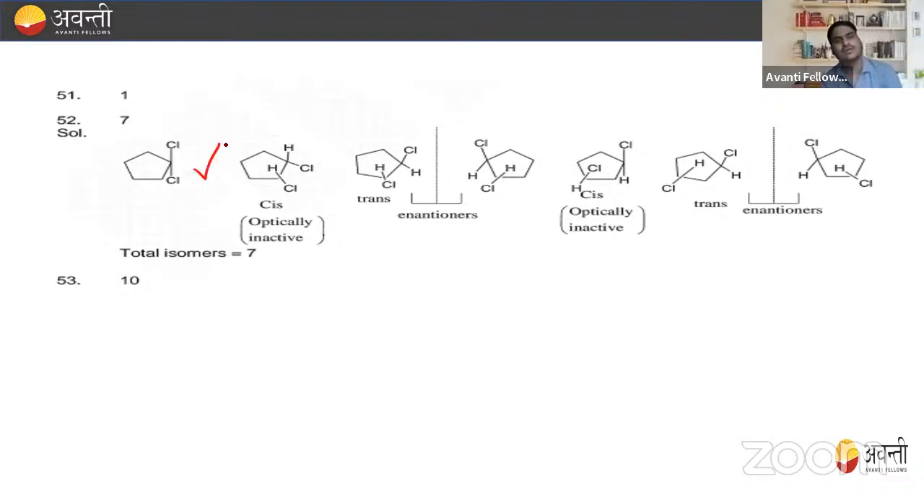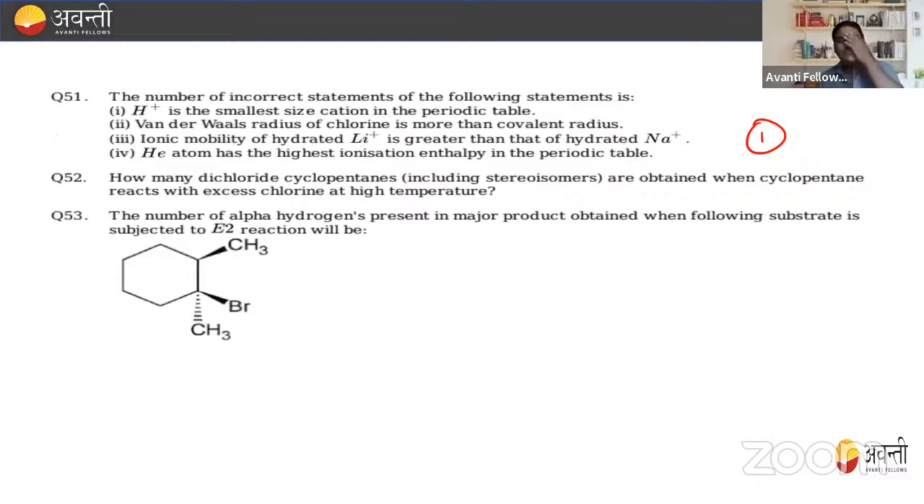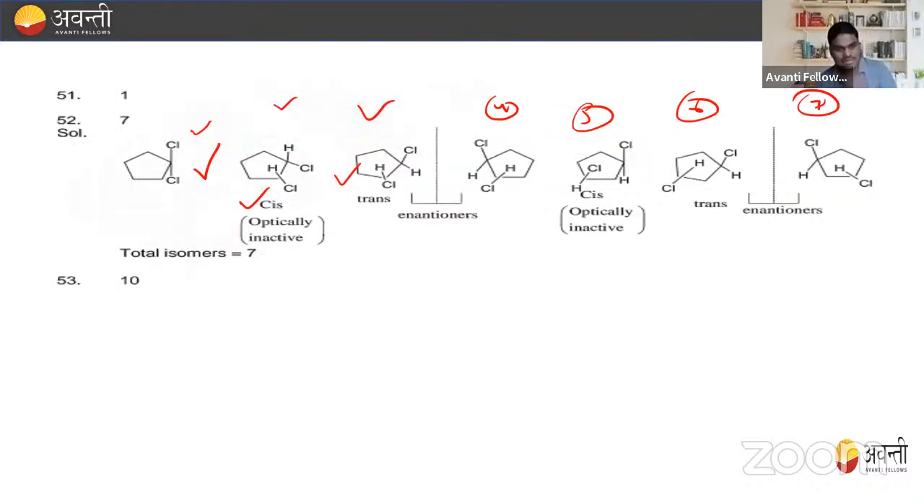The question is given, and this becomes cis and trans, and these two are known as an enantiomer pair, right? And these two are optically active. In total they have 7 types. That is one structure, 2, 3, 4, 5, 6, and 7. So what does the question ask, beta? How many dichlorocyclopentanes, including stereoisomerism, are obtained? So the correct answer is 7, right? The total number of isomers is 7.